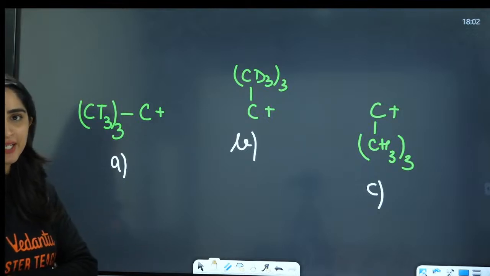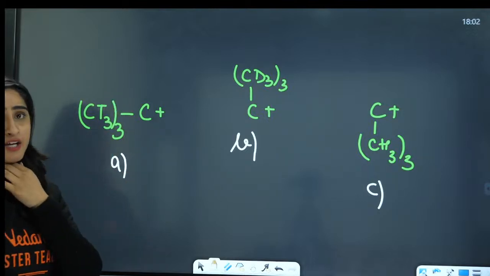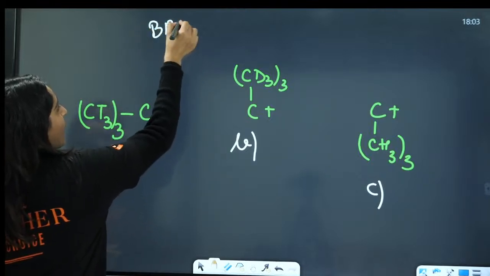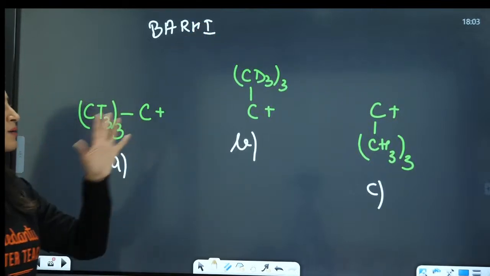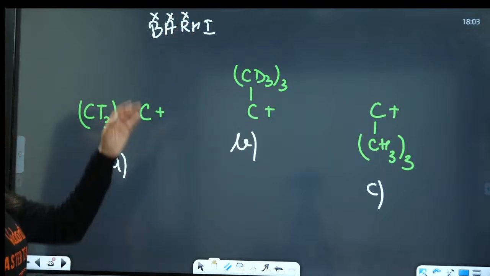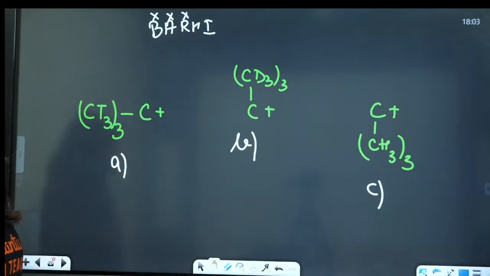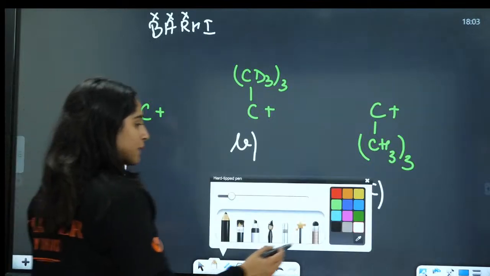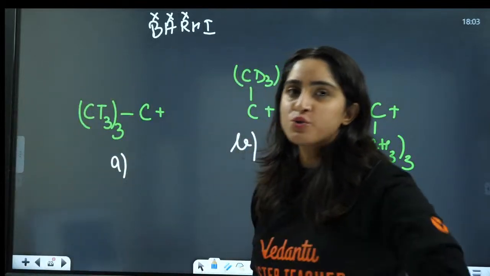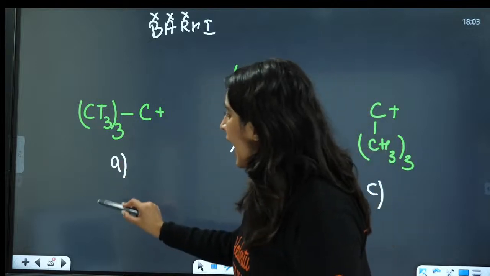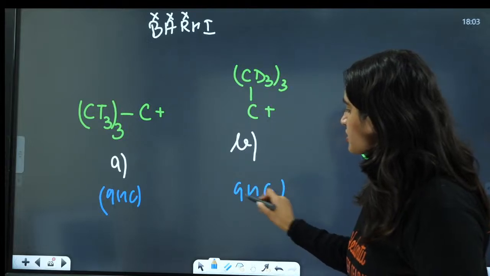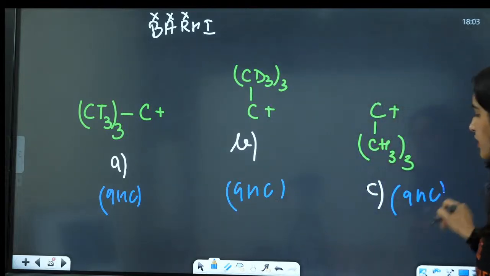Now you have this carbocation and you have 3 groups further attached to it. According to BARHI, there is no back bonding here, no aromaticity, no resonance. Let us talk about the hyperconjugation structures. You will say, ma'am, hyperconjugation is there, but it will also have 9 hyperconjugation structures.